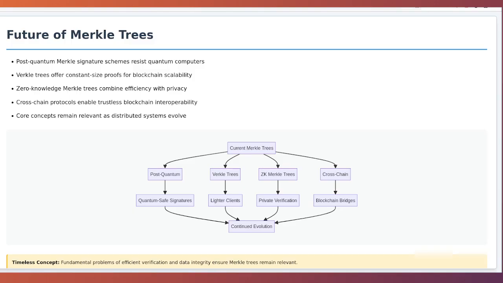Cross-chain interoperability protocols use Merkle trees to enable communication between different blockchains. Merkle proofs from one chain can be verified on another, allowing atomic swaps and bridging assets between chains in a trustless manner. As distributed systems continue to grow and blockchain technology matures, the fundamental problems that Merkle trees solve, efficient verification, data integrity, and trustless synchronization, remain critical. The specific implementations may evolve, but the core concepts will continue to be relevant.